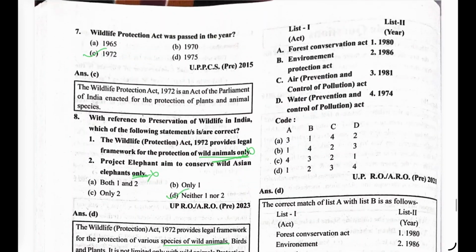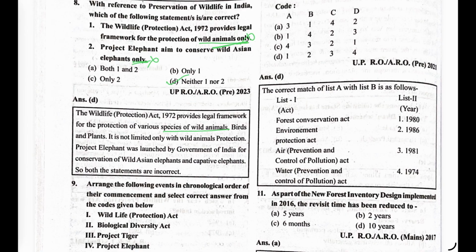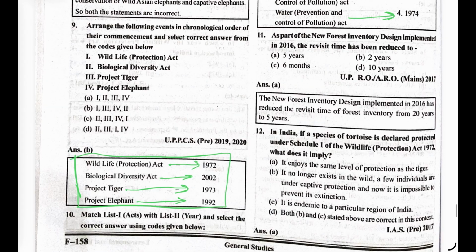Next question. Again, don't go by just remembering this. Forest Conservation Act 1980, Environment Protection Act 1986, Air Prevention and Control of Pollution Act 1981, and Water Prevention and Control of Pollution Act 1974. As a part of the new forest inventory design implemented in 2016, the revisit time has been reduced. It is a very old question.